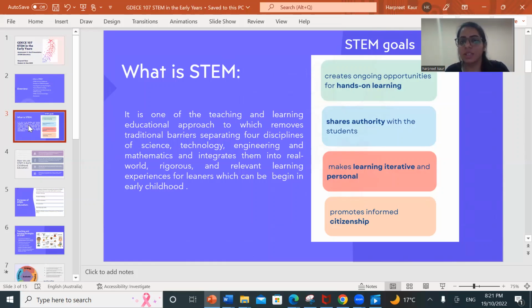So what can be the STEM goals? It really helps us to create ongoing opportunities for hands-on science or engineering learning. It shares the authority with the children, and it makes learning really interactive and personal. And at the end, it helps us to promote informed citizenship, to be socially responsible for the environment and for people as well.